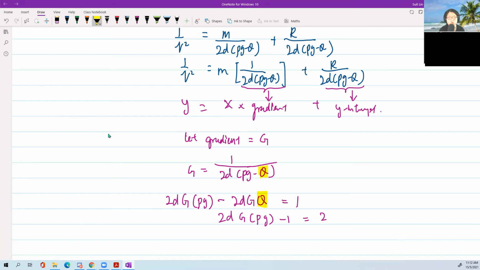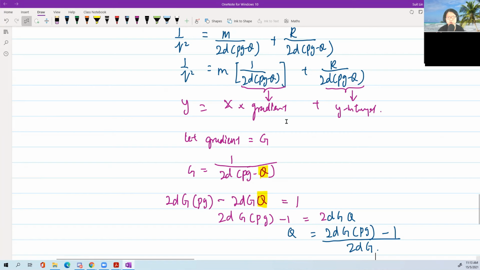So these two, 2dg times pg is here, minus 1. And then the other side, you will have 2dg times q. Now you can write q already. Your 2dg, don't go and cancel. Cannot cancel. If can cancel, I also cancel already. So pg minus 1 over something like this. Don't bracket, also never mind. So if you want to substitute gradient as something, you can, or you can keep writing this one as gradient.